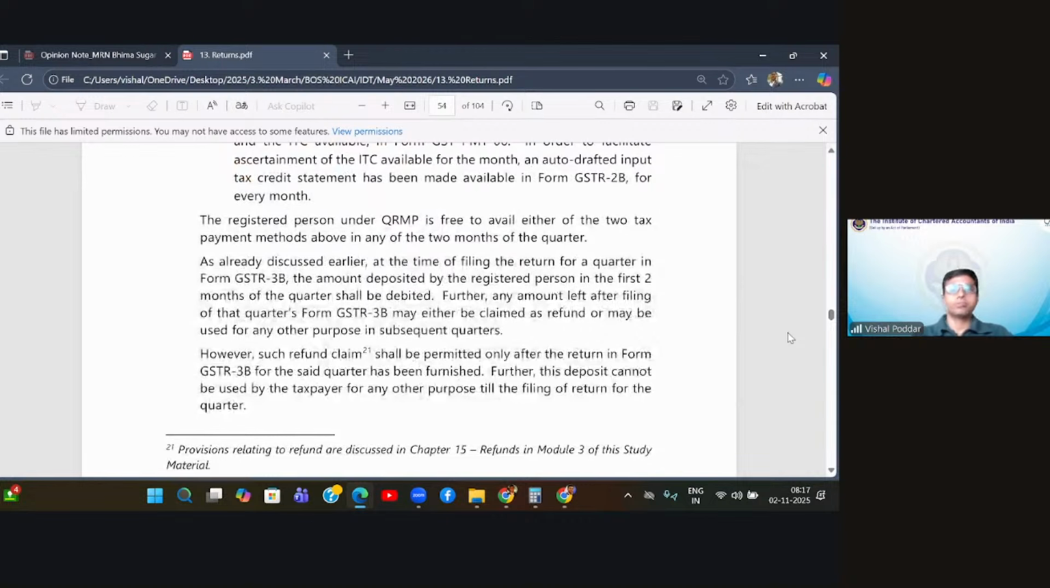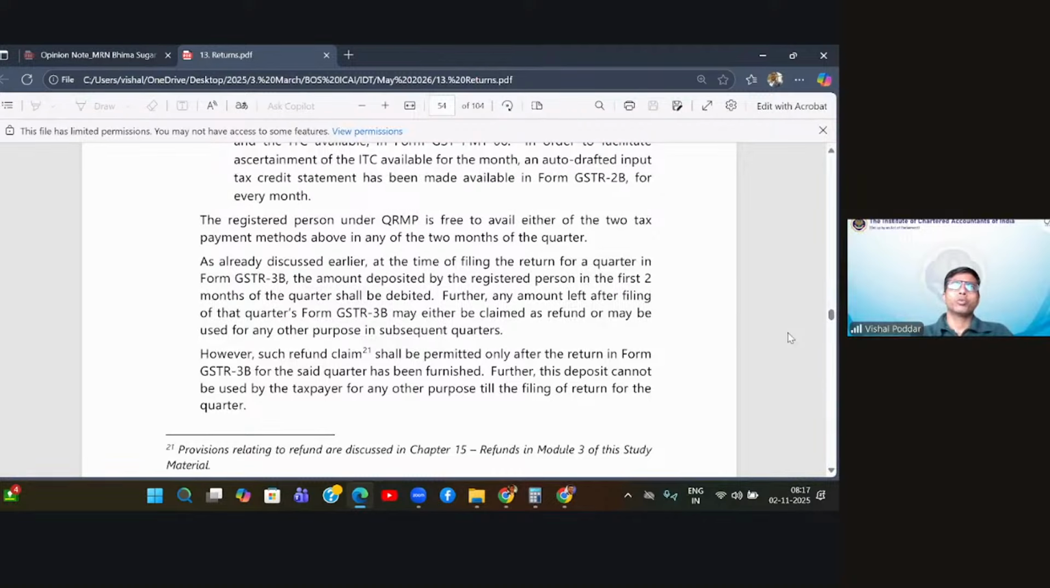The registered person under QRMP is free to avail either of the two tax payment methods above in any of the 2 months of the quarter. As already discussed earlier, at the time of filing the return for a quarter in Form GSTR 3B, the amount deposited by the registered person in the first 2 months of the quarter shall be debited. Further, any amount left after filing of that quarter's Form GSTR 3B may either be claimed as refund or may be used for any other purpose in subsequent quarters.